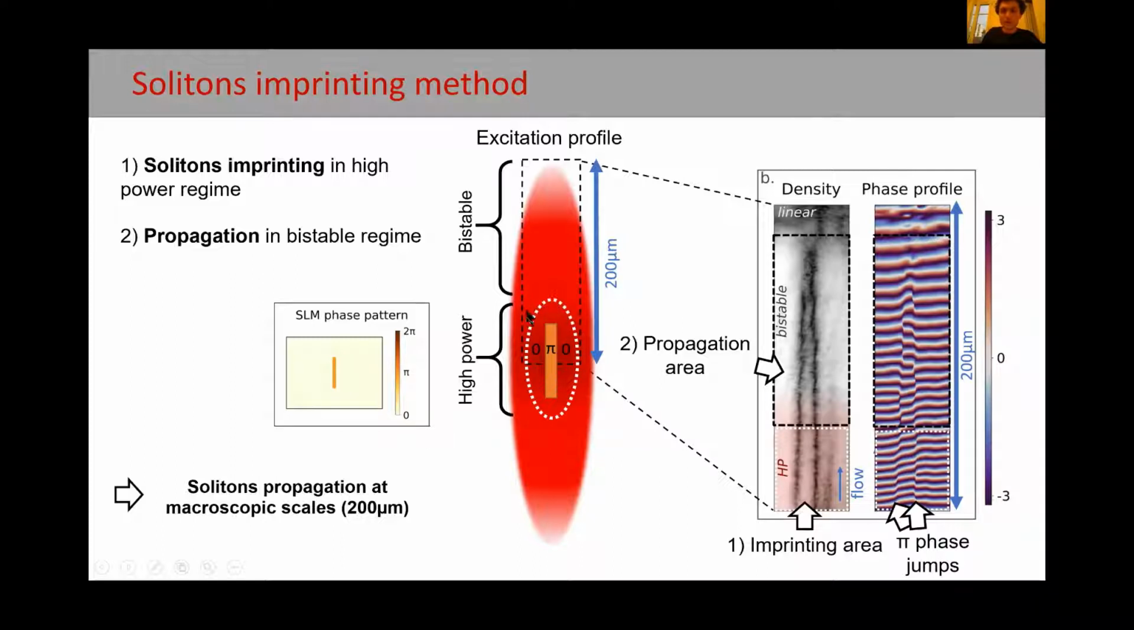Because in the center of the spot we are in the high power regime, the corresponding fluid area will inherit these two pi phase jumps. And so, by doing so, we initiate in the fluid the generation of two dark solitons, as you can see here, which for the moment don't propagate.